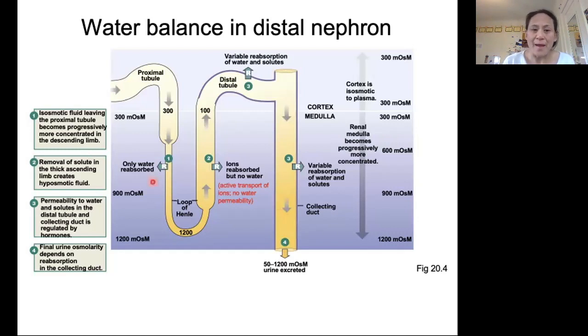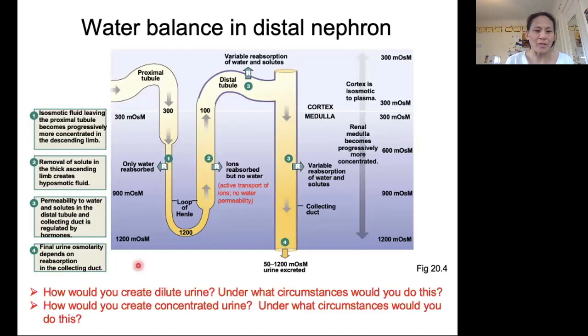So I'm going to start by asking you these questions right here. How would you create dilute urine, and under what circumstances might you want to create dilute urine? And secondly, how would you create concentrated urine, and under what circumstances would you want to do that? Okay, so go ahead and hit pause and come back when you're ready.